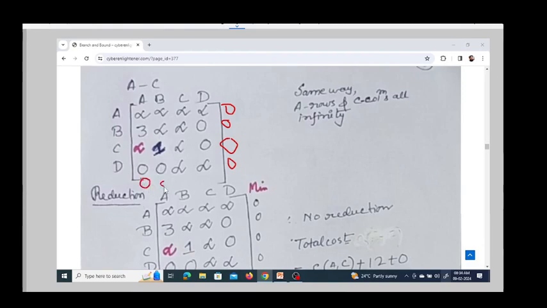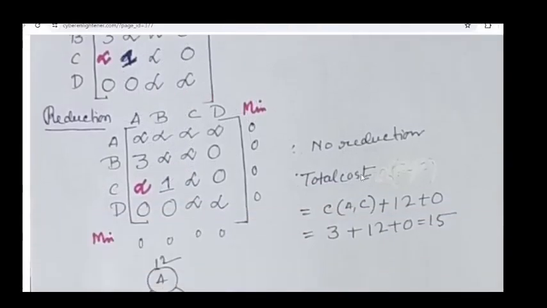This is 0. All infinity also 0. 0, infinity. Here also no reduction cost. When A to B also no reduction cost, 0 reduction. Currently the reduced matrix is giving us 0 reducing cost. Okay, if that is the case, then you put the values in the formula.